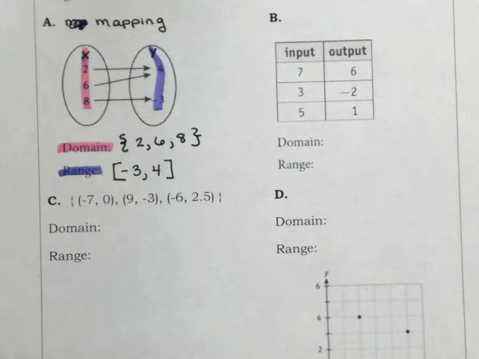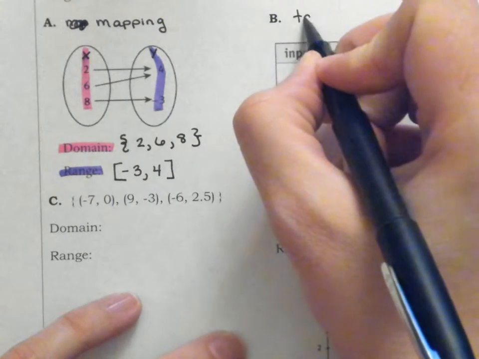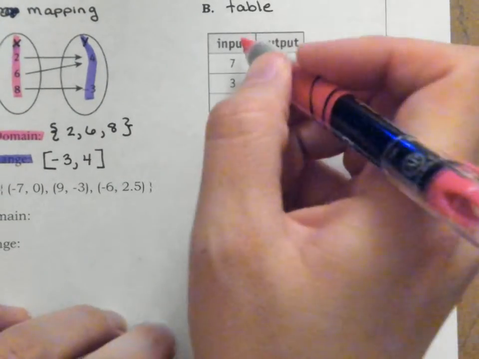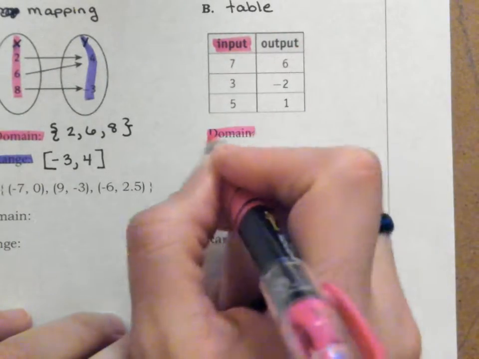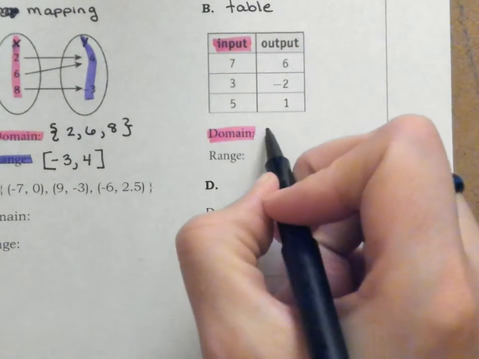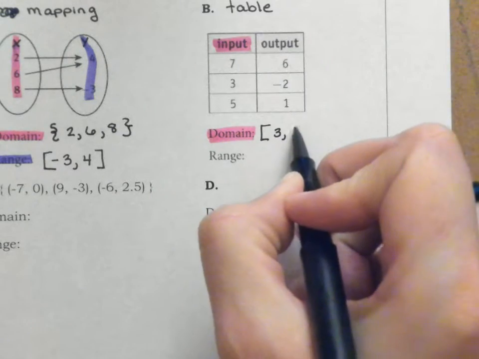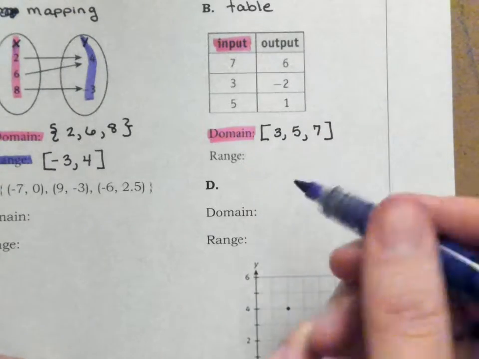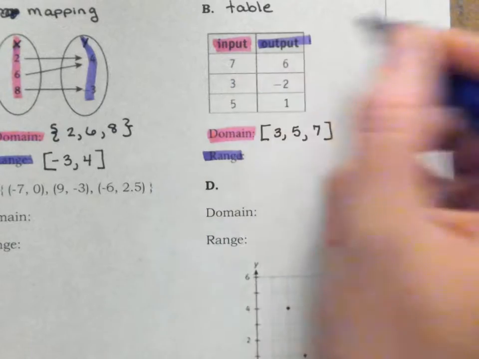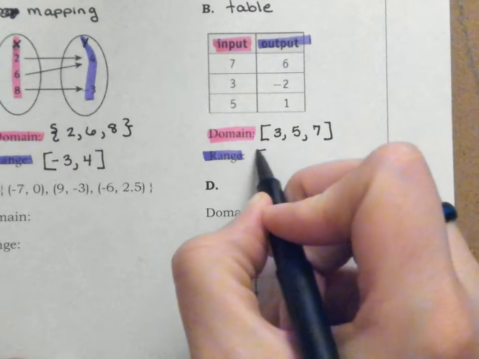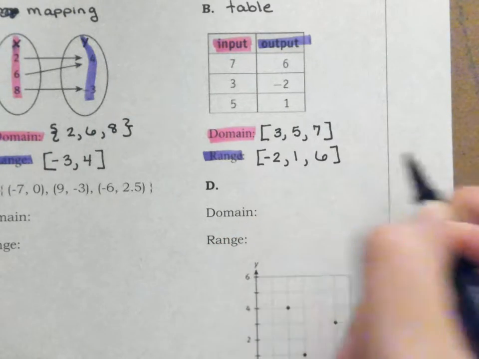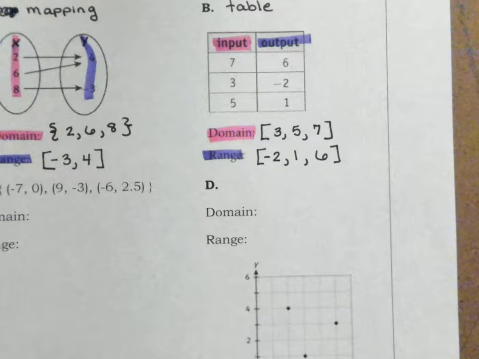So letter B, I have a table as my representation. And remember, the input are the x values. That's your domain. So my input here, my domain here, is 3, 5, and 7. And then my range is my output, which is -2, because we're going to put them in order from smallest to largest, -2, 1, and 6. And listing your domain and range for a discrete function is as easy as just writing out the numbers.